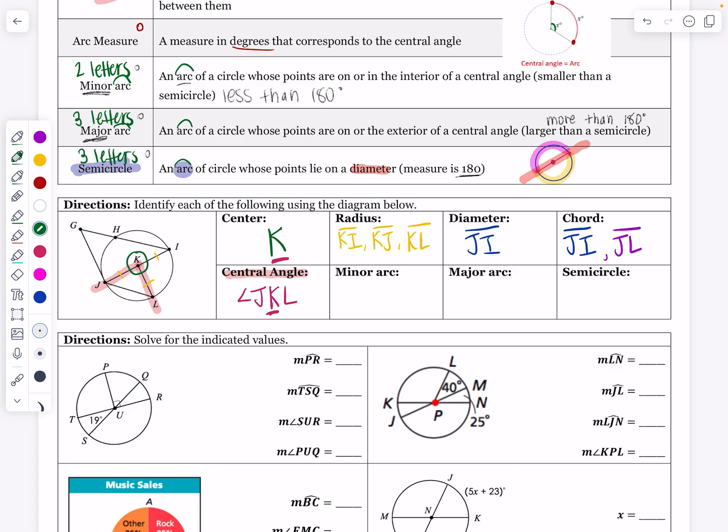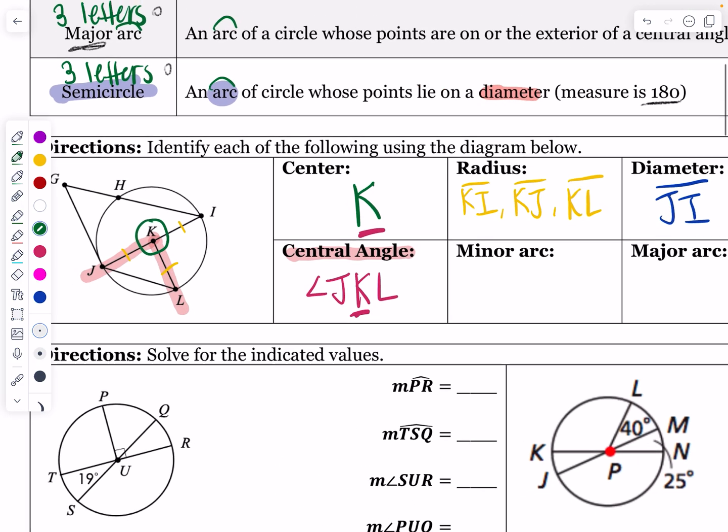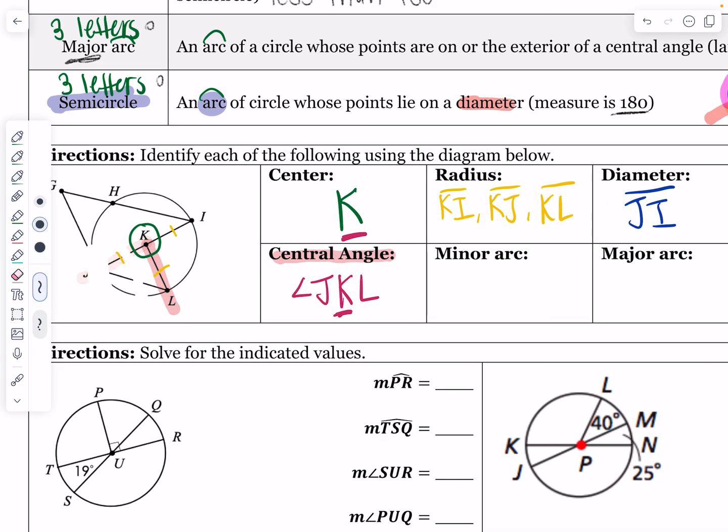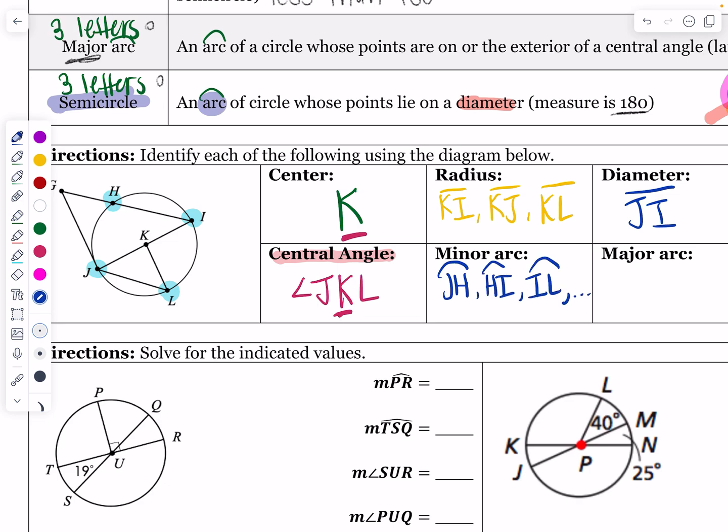Okay, so how do we name a minor arc? We need 2 letters. So when you name minor arcs, major arcs, and semicircles, you're always going to use the letters that are on the circle. And so the letters that are on the circle are J, H, I, and L. So let's just name a few minor arcs. J to H is minor because it measures less than 180. H to I is minor. It measures less than 180. I to L is minor. And we could keep going. There's a lot more. But you only use 2 letters.